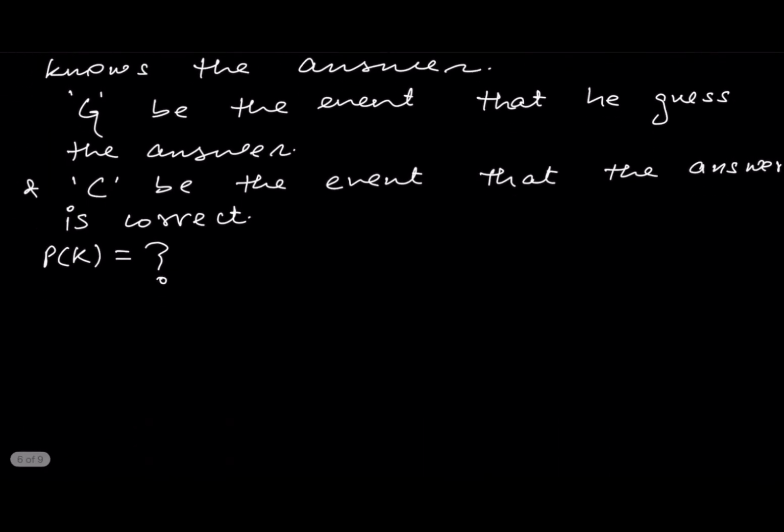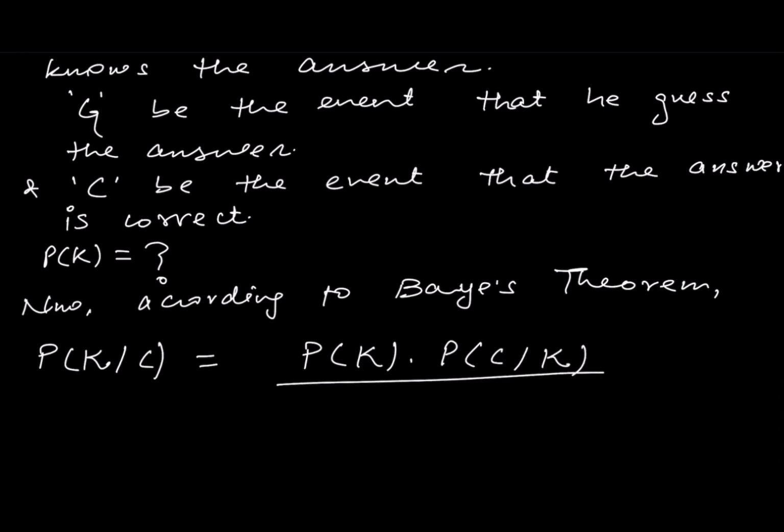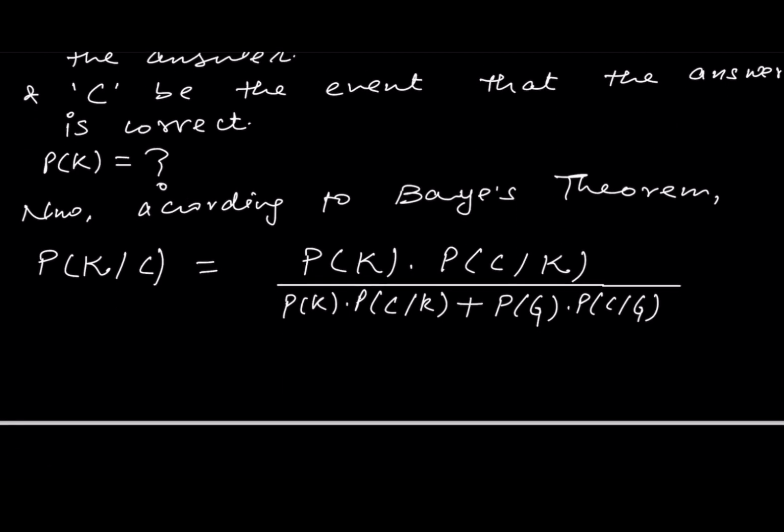Now, according to Bayes' theorem, the probability that he knows the answer given that the answer is correct is equal to the probability of knowing the answer into the probability of correct answer given that he knows it, upon total probability, that is probability of K into probability of C by K plus probability of G into probability of C by G, right? And also probability of G by C.